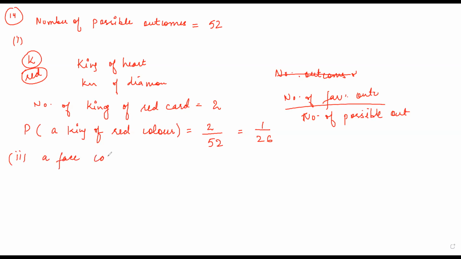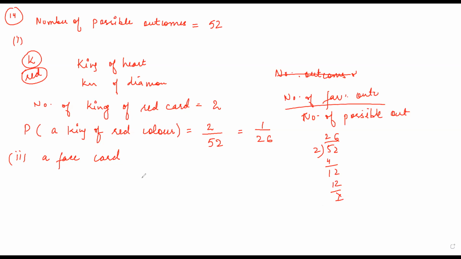Excuse me, how did you get 1 by 26? You just reduce it to simplest form, right? Divide 52 by 2. Oh, yeah, sorry, 52 by 2, right? So 2 into 2, 4 and then 12. So 2 into 6 is 12, right? Yes. Okay.